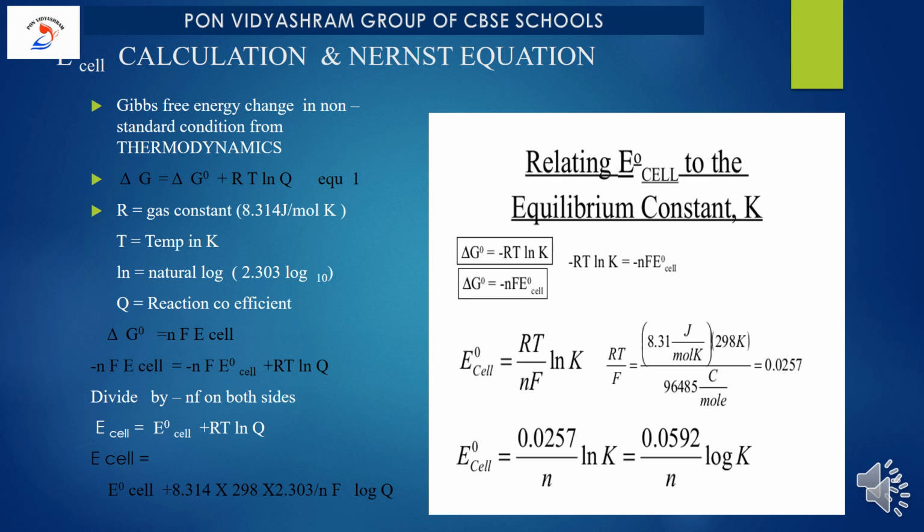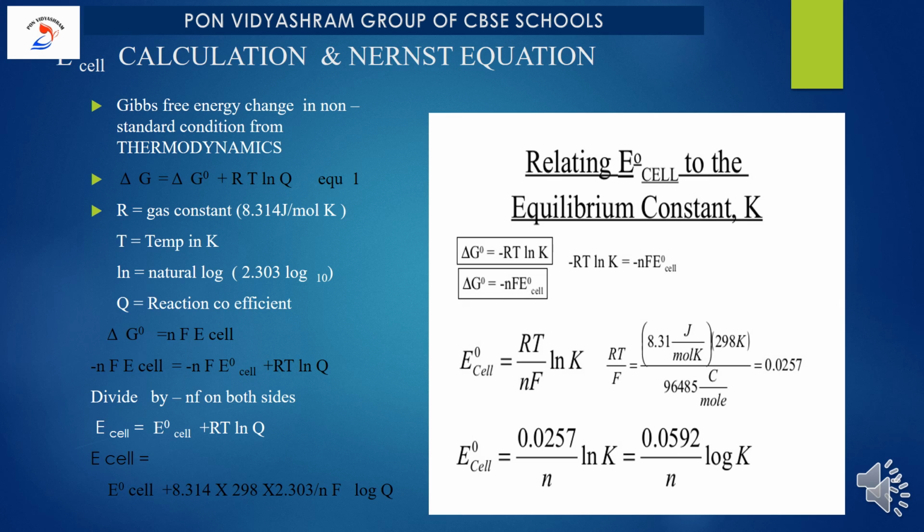So, now after knowing about all these things, we are going to do some modification. Delta G is equal to delta G naught plus RT ln Q. In this equation, we are going to substitute the delta G and delta G naught values. Already we have derived them. When you substitute, the equation becomes minus nFE cell is equal to minus nFE naught cell plus RT ln Q.